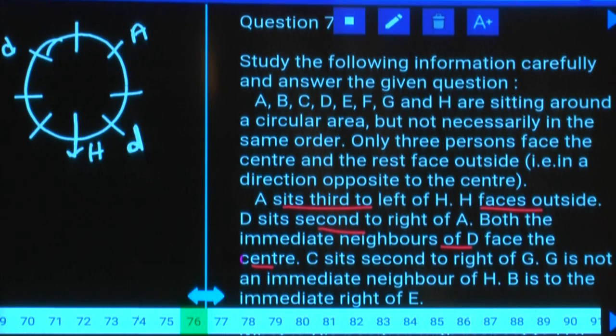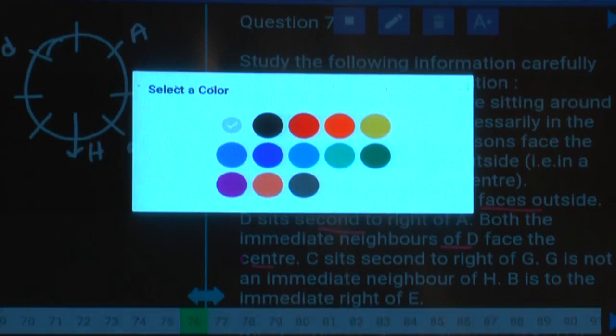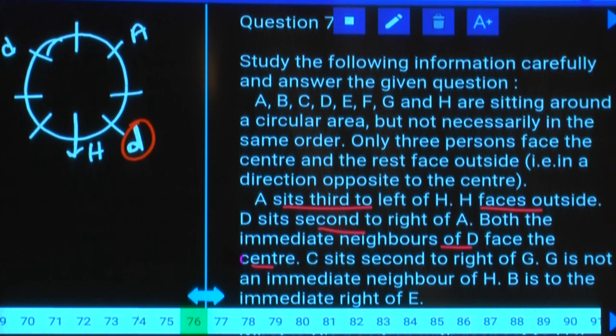The next one, both the immediate neighbors of D facing the center. As both the immediate neighbors of D facing the center, tell me whether D can be at this place or not. If D is here, one of the immediate neighbors of D is H. H is away from the center, and the information both the immediate neighbors of D facing the center is ruled out. Hence D cannot be at this place. Are you following this one or not? Hence as D cannot be here, tell me where should this D be? D must be at this place only. As D is here and D sits second to the right of A, this A must be facing towards the center only. Then only D sits second to the right of A is valid.